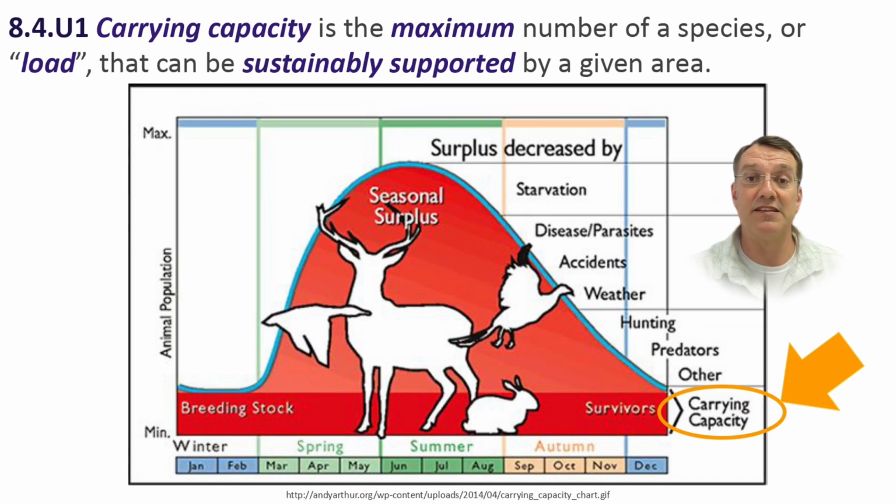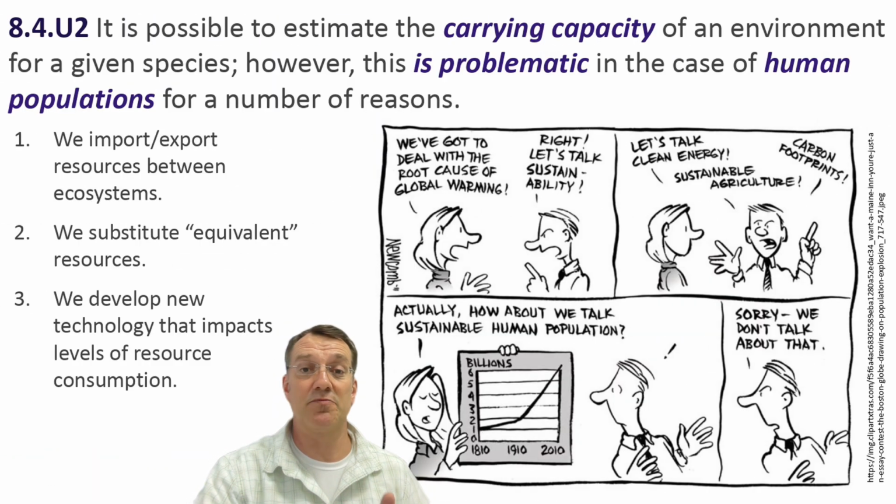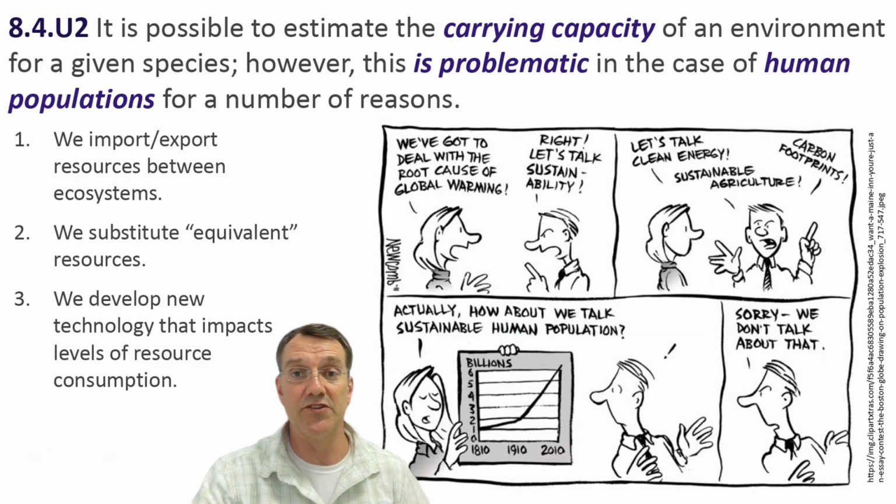Carrying capacity is the maximum number of a species that can be sustainably supported by a given area. For most animals, this concept is pretty straightforward. There's a limit to how many deer or rabbits an ecosystem can support. But for people, it's much more complex because we modify our environment and we import resources from outside our immediate ecosystems. Estimating human carrying capacity is problematic for three main reasons.